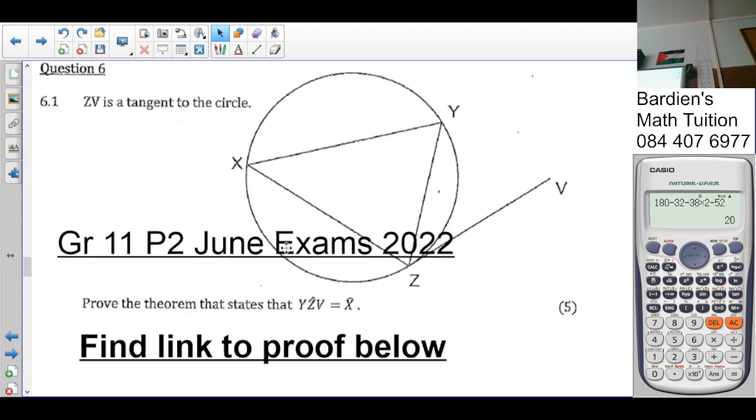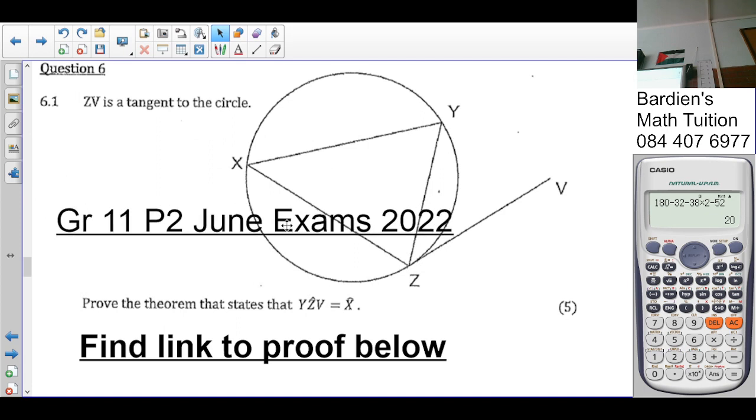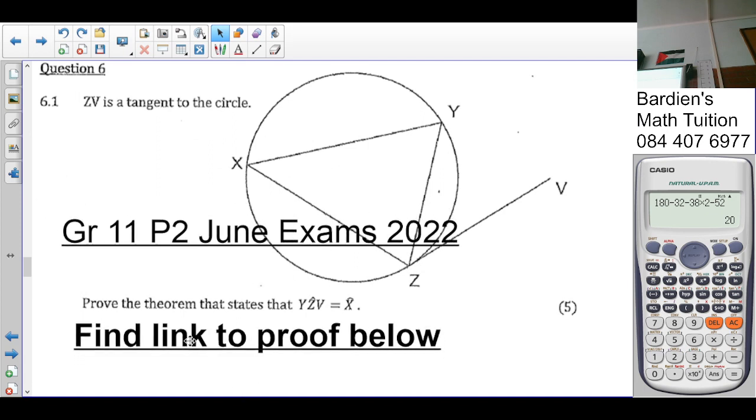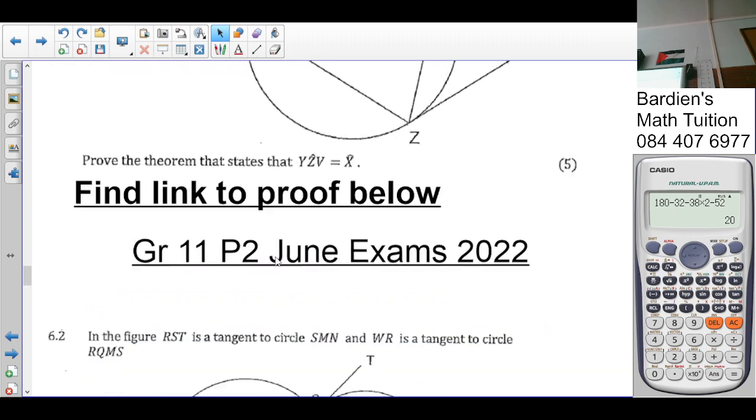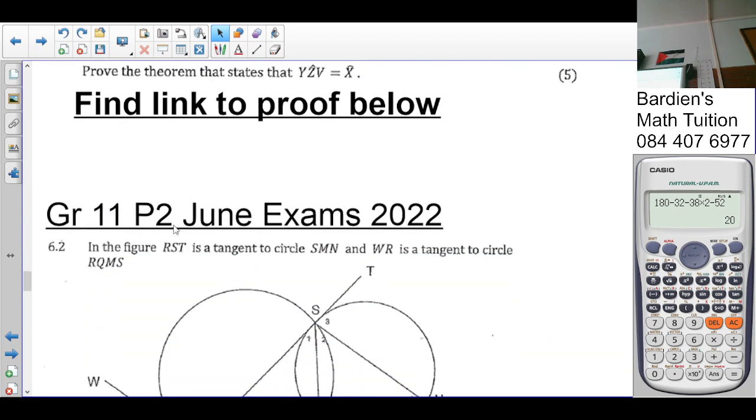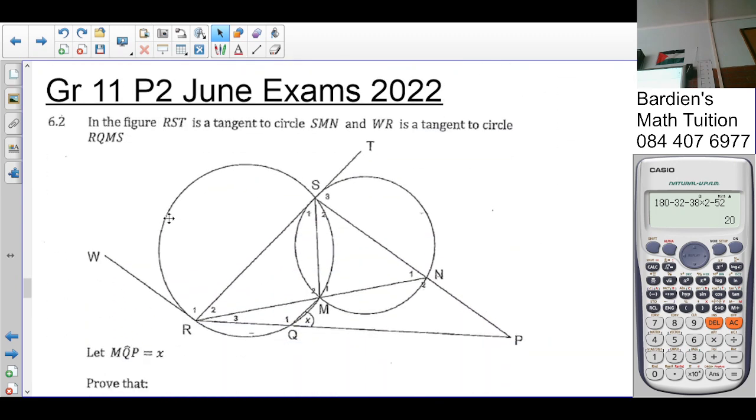Thank you. For the tangent question, the proof question, sorry, you'll find the link to the proof below in the description box. As you can see, I'm running out of time here. 6.2.